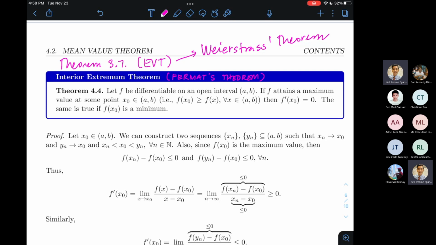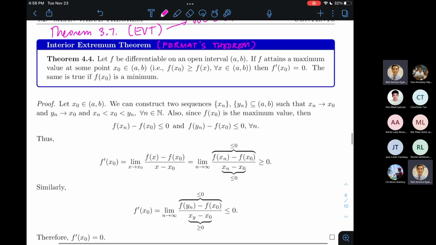Pero ano yung sinasabi ng Fermat's theorem? Well, ito lang yung parang criteria natin para sa relative maximum or relative minimum. Or actually, ito yung konsepto ng critical numbers. Okay? Or bakit tayo gumagamit ng critical numbers sa optimization. So you can think of it as a necessary condition for optimality. Okay? So ano ba yung sinasabi niya?